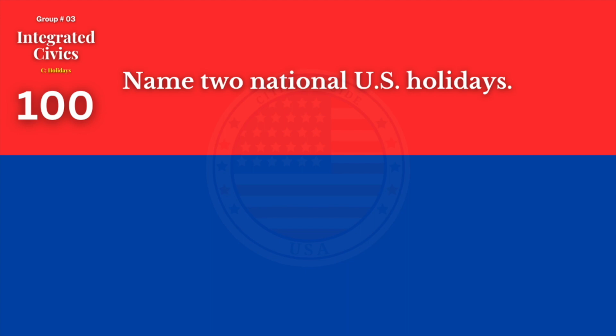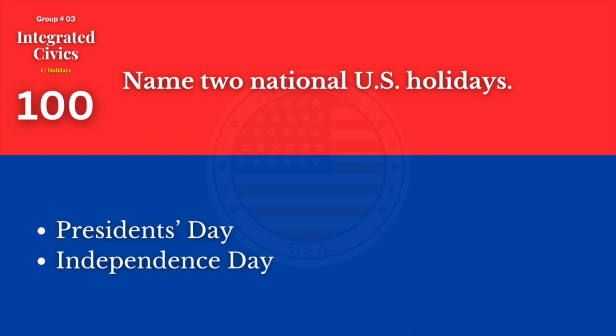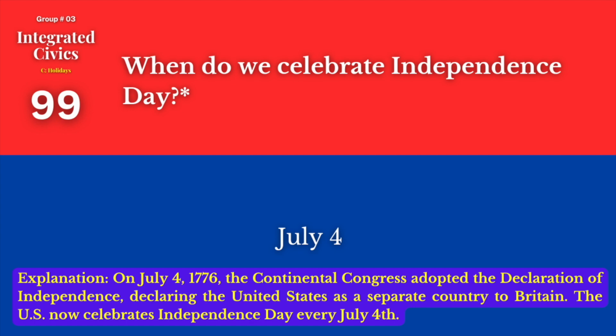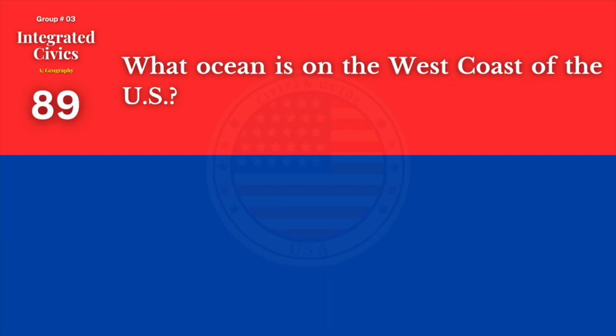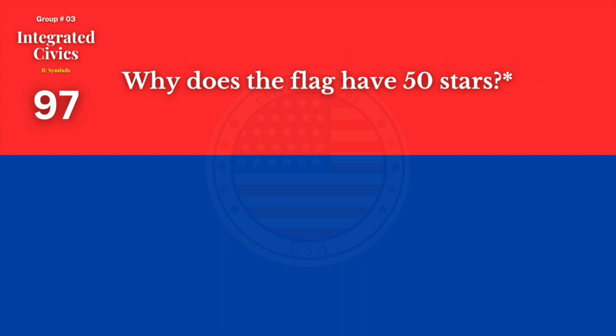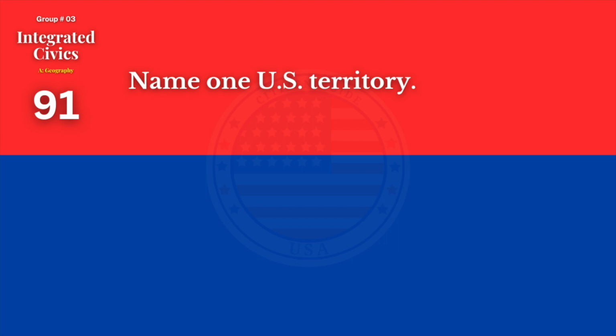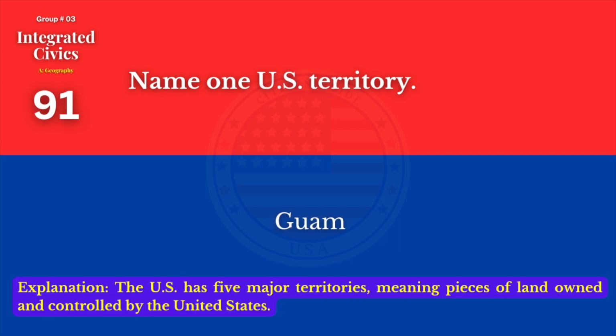Name two national U.S. holidays. President's Day, Independence Day. When do we celebrate Independence Day? July 4th. What ocean is on the west coast of the U.S.? Pacific Ocean. Why does the flag have 50 stars? Because there are 50 states. Name one U.S. territory. Guam.